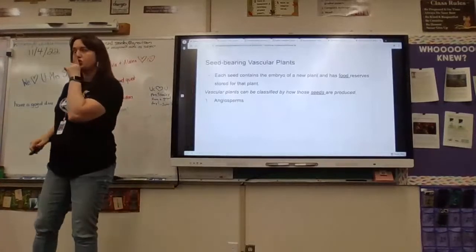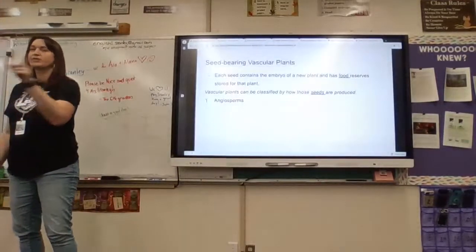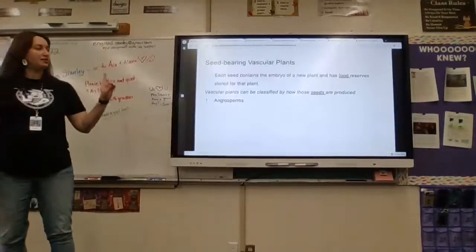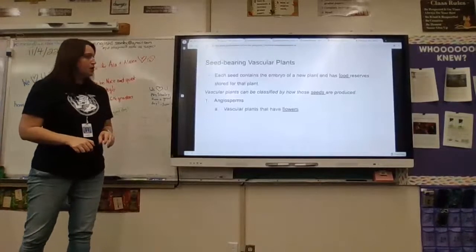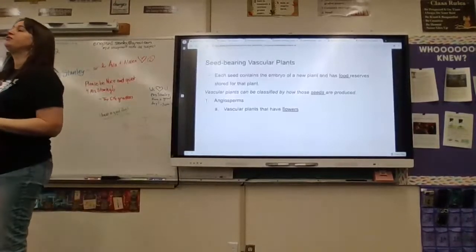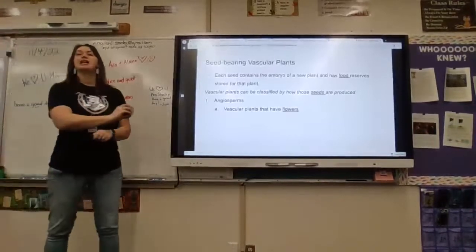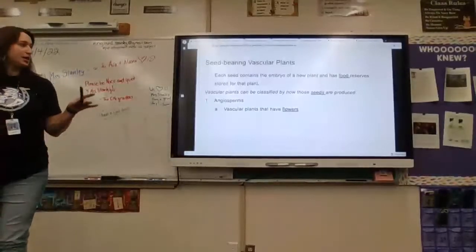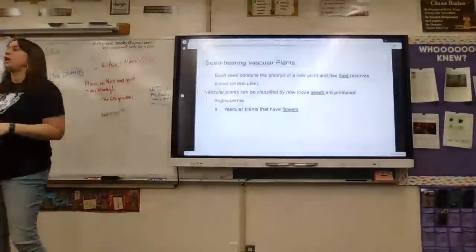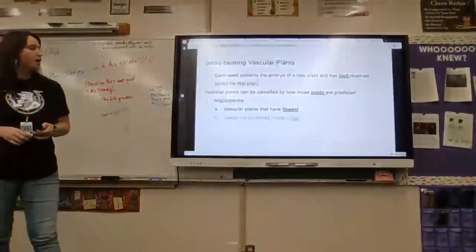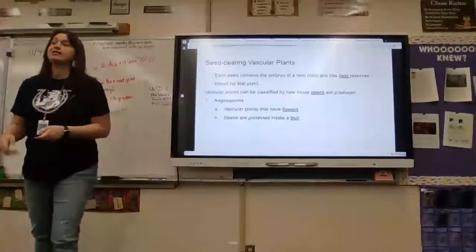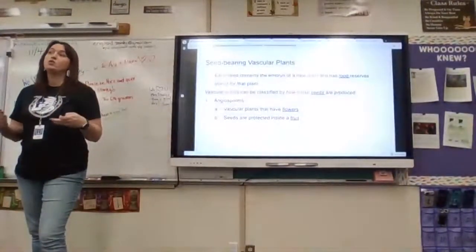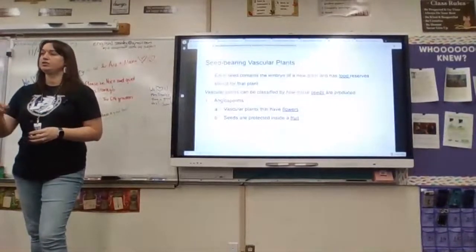Okay, so those vascular plants, with how their seeds are produced, you have angiosperms, which are vascular plants that have flowers. Now, once we get to the second breakdown, then we'll go back to the org chart. For now, just fill in your blanks. So angiosperms have flowers. Their seeds are protected inside of a fruit. Before I go any further, can you think of an angiosperm? Pearson.